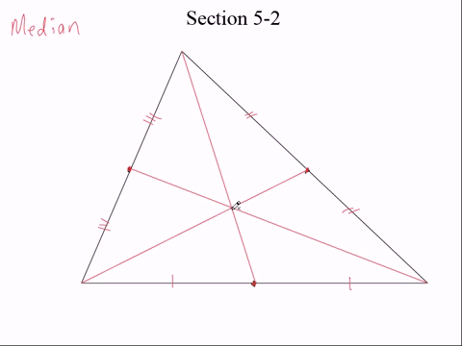Now, they all hit at a point, right in there somewhere. Is that the circumcenter? No, because we find the circumcenter by doing the perpendicular bisector. Is it the incenter? No, because we do what? We do the angle bisector to find the incenter. Is it the orthocenter? No, we find the orthocenter because we do an altitude. This thing is called a median.